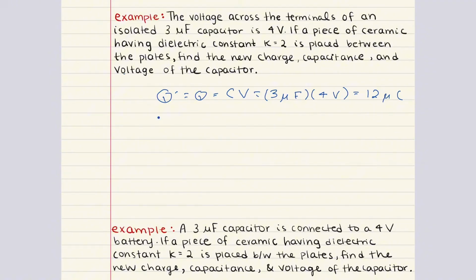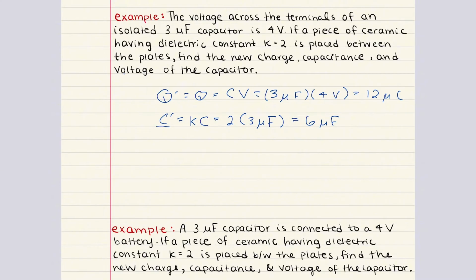Now, what about our new capacitance? Introducing a dielectric with a dielectric constant of 2 means that the capacitance of the capacitor is multiplied by 2. So our new capacitance is equal to the dielectric constant multiplied by the original capacitance. This is equal to 2 multiplied by 3 microfarad, and this gives us a new capacitance of 6 microfarad.